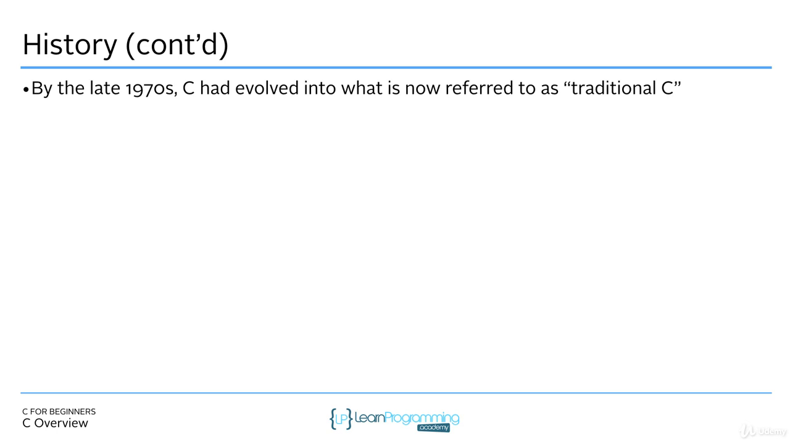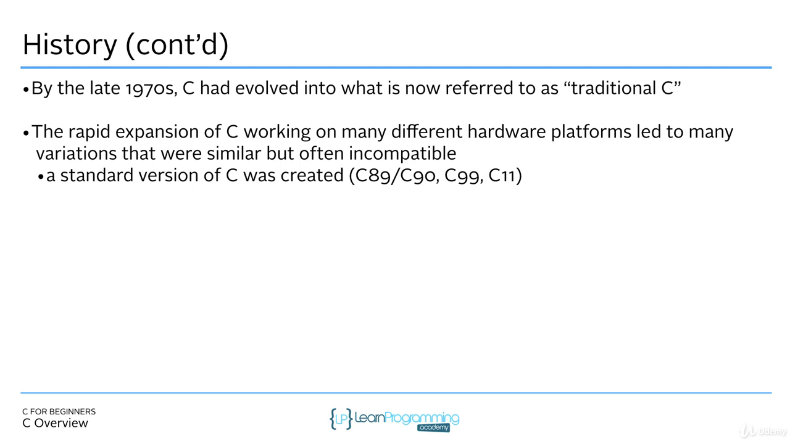So by the late 1970s, C had evolved into what is now referred to as traditional C. This is what you're going to see in this class, traditional C. The rapid expansion of C working on many different hardware platforms led to many variations. So I want to talk a little bit about the different variations of C. And what this really means is there's different standards.